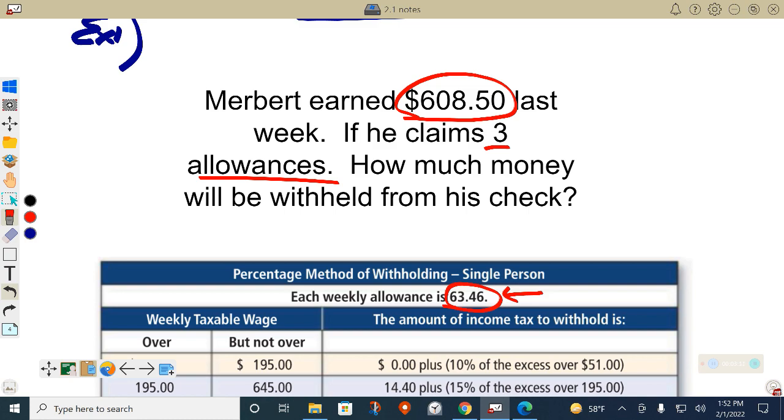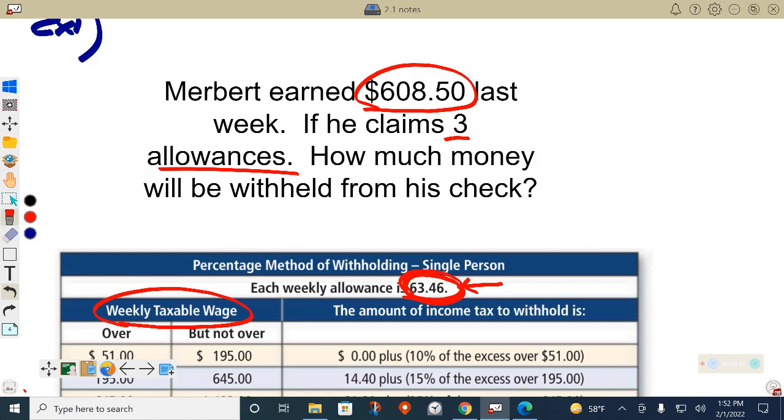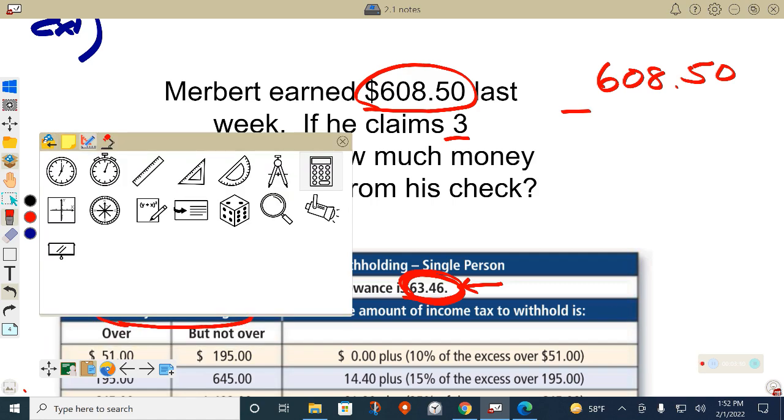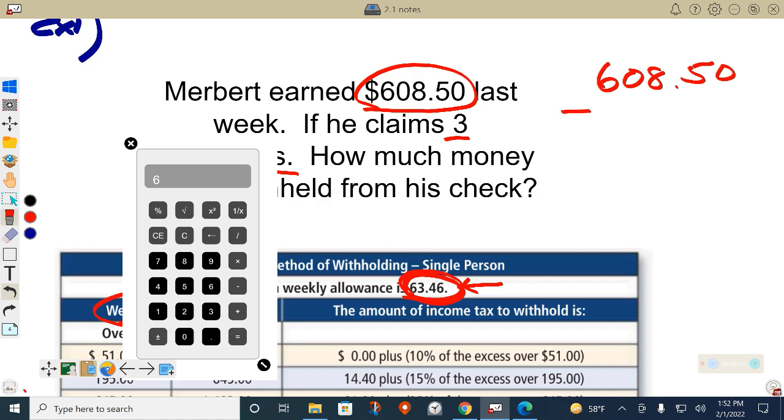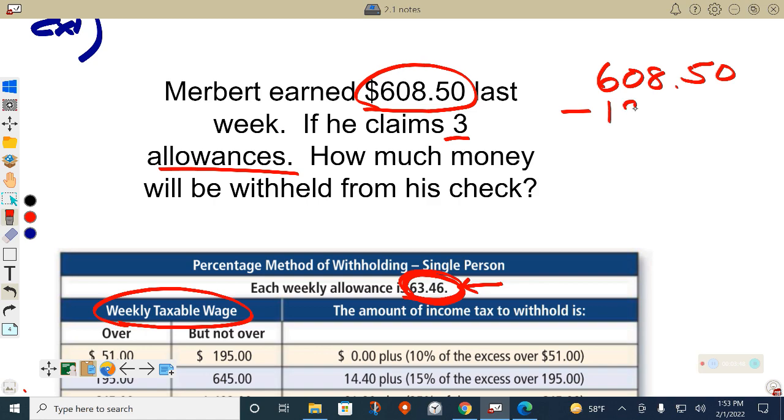So let's figure out what his taxable wage is. Taxable wage is after you subtract the $63.46 from his paycheck, depending on how many allowances he has. Adriano, stay with me. So here we go. 608 minus, watch this now, 63.46 times 3, because he's got 3 allowances. Let me do 63.46 times 3 on my calculator here. 190.38. So I'm going to subtract 190.38, and this is going to be my taxable wage.